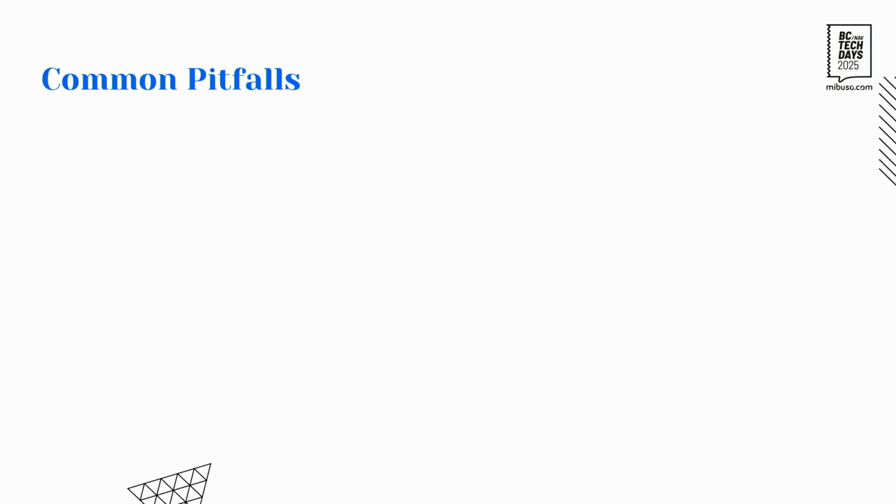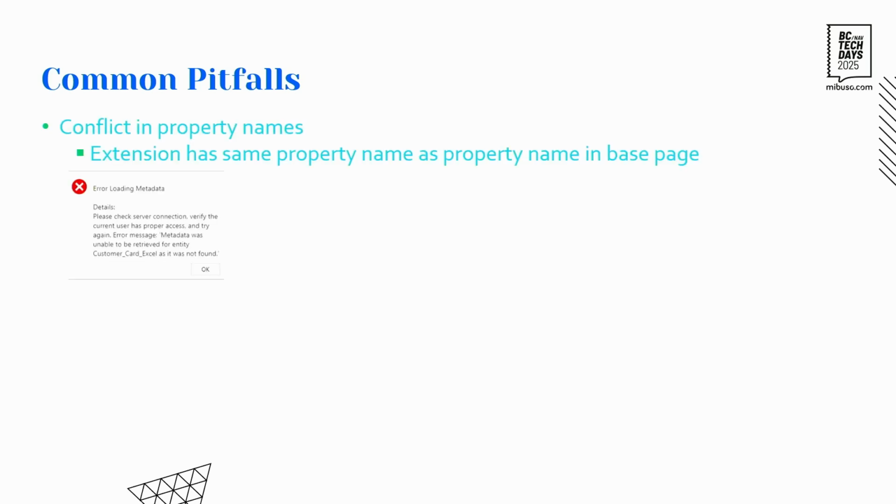Some of the common pitfalls that we have seen in Edit in Excel functionality is customers try to open a page in Edit in Excel, and for some reason they say that this metadata is not there. And they get a screen like this. The error is this error box, error loading metadata. This entity was not found or could not be retrieved or something like that. And this is the most common pitfall that we have seen.